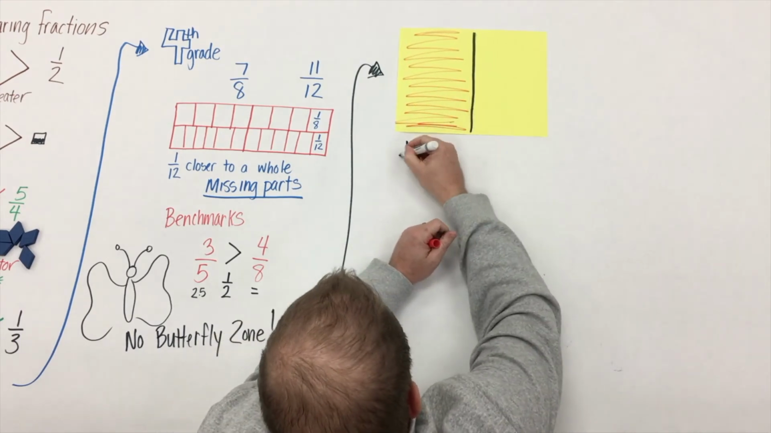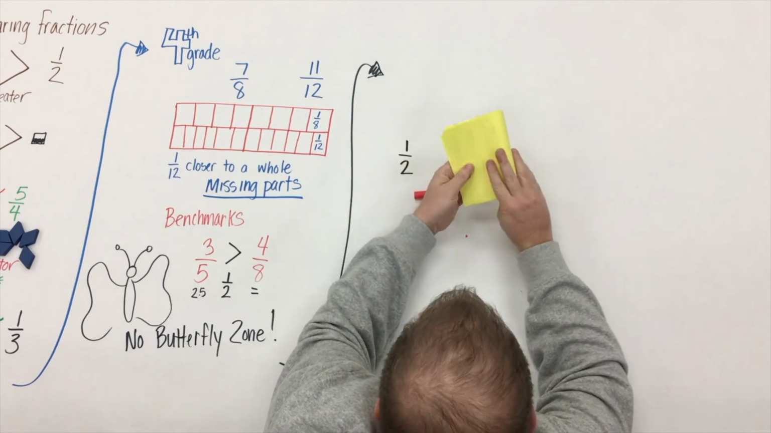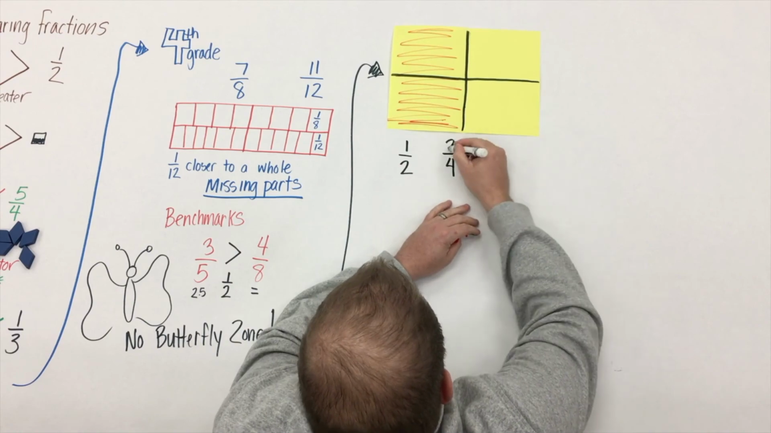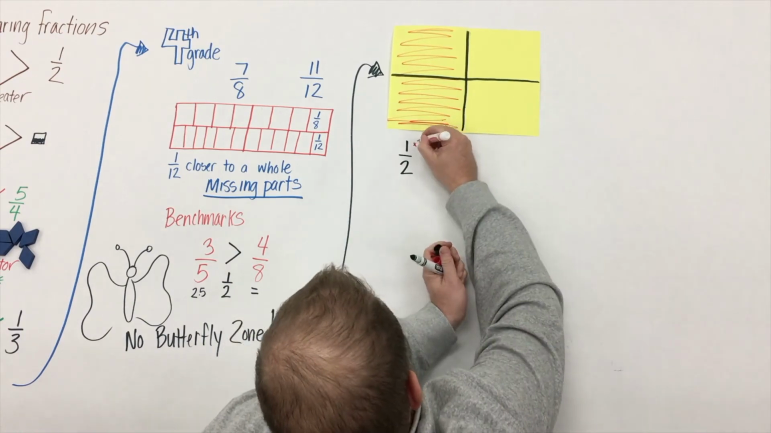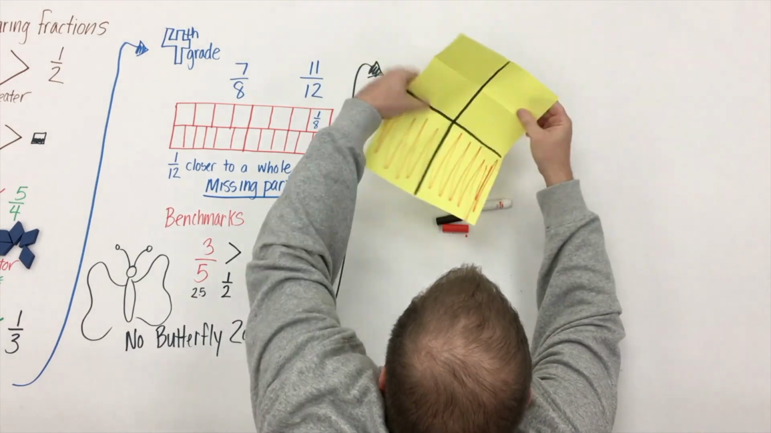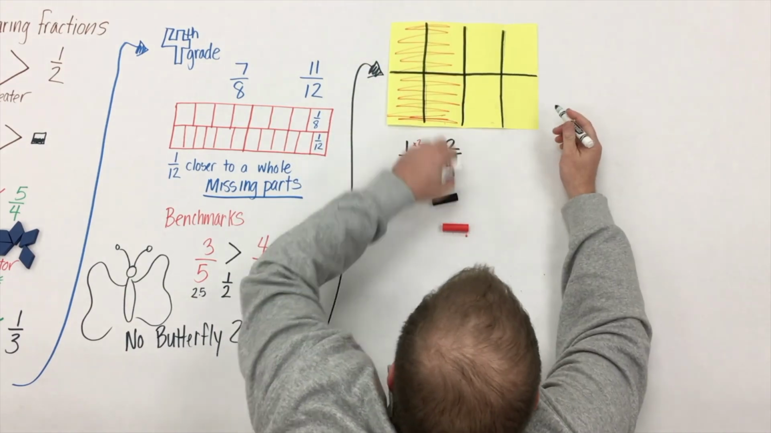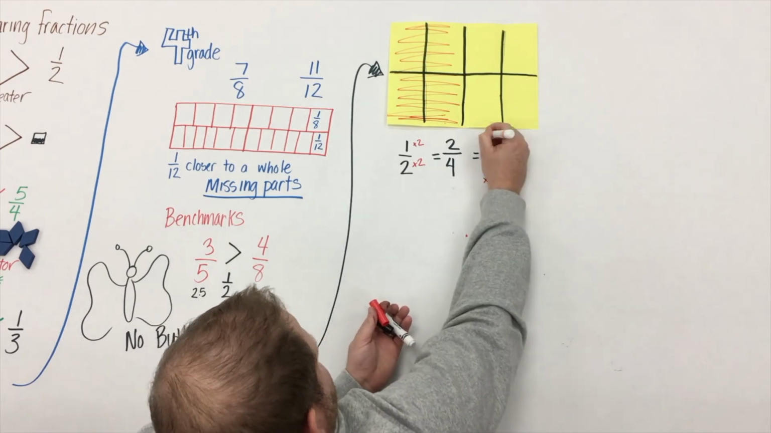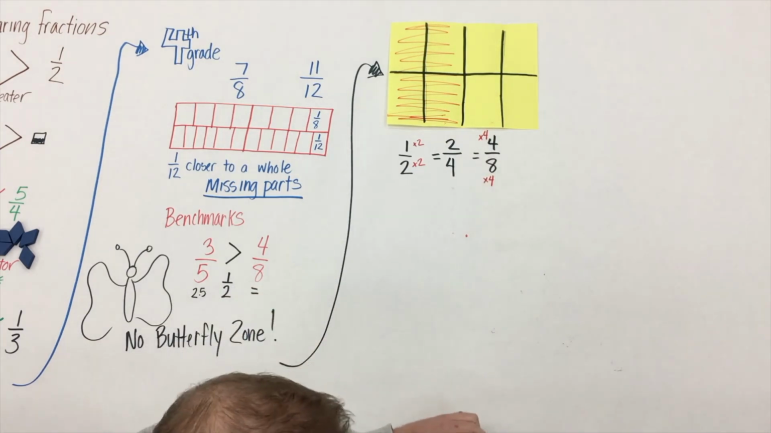Well, here we have a half, and if we take our half and we multiply it by 2, by dividing it, we can actually see that 2/4 is the same as a half. And if we repeat that procedure, we see that we have 4/8. Here, this area model helps students visually see equivalent fractions.